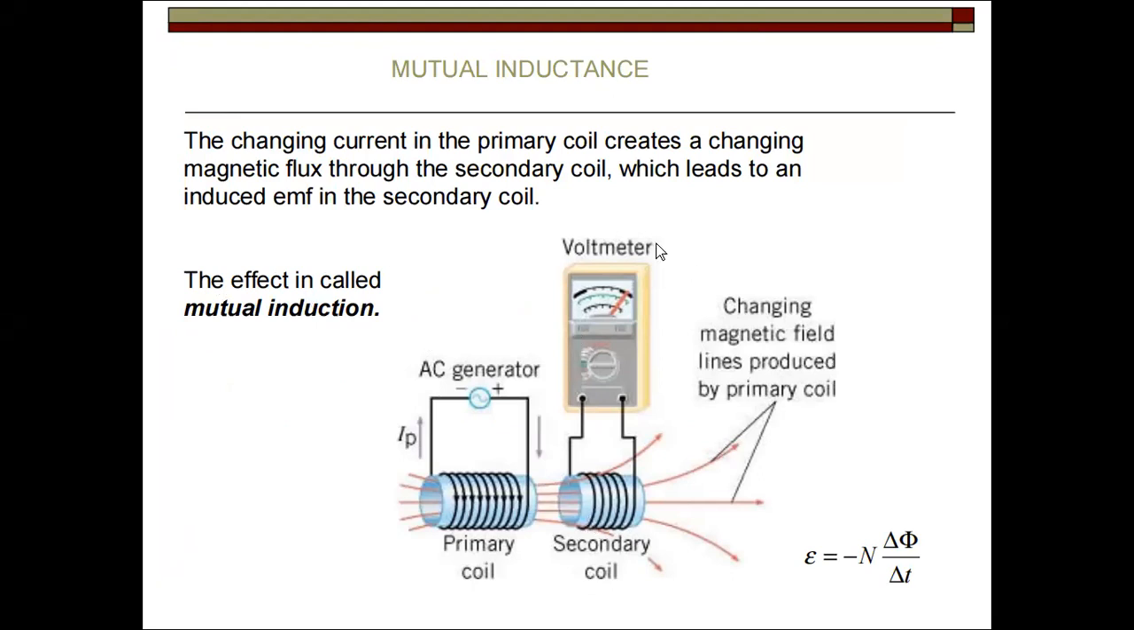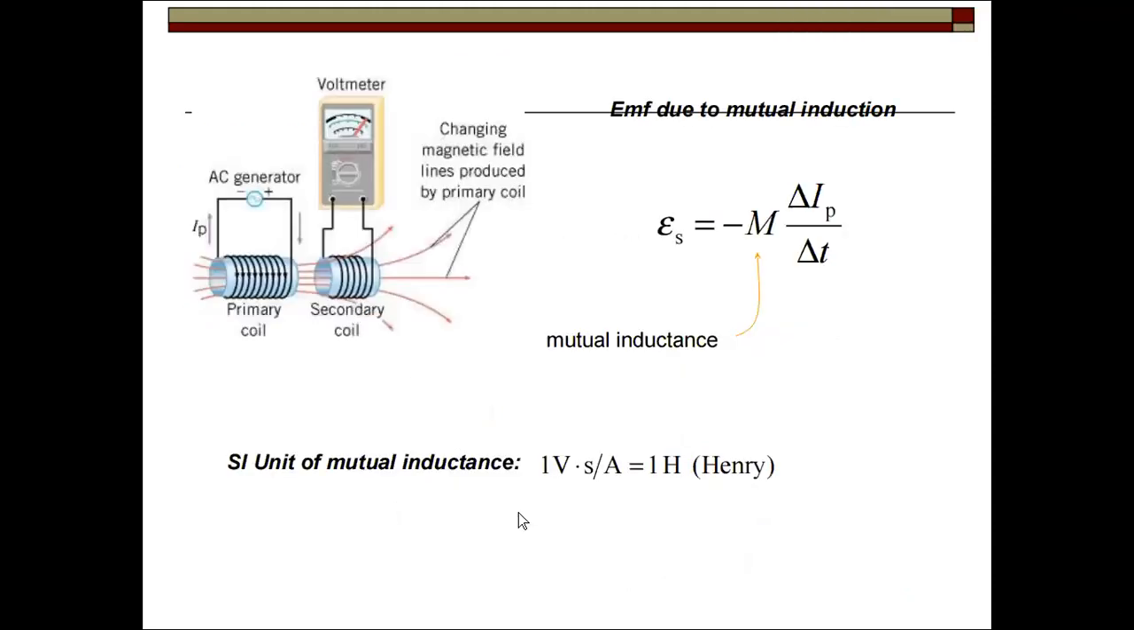And this is the diagram for representing mutual inductance. Change in the magnetic field lines is produced by a primary coil. This is the primary coil and this is the secondary coil, with a generator and a voltmeter to measure the potential difference. The SI unit of mutual inductance is 1 Henry. Mutual inductance is denoted by capital M.